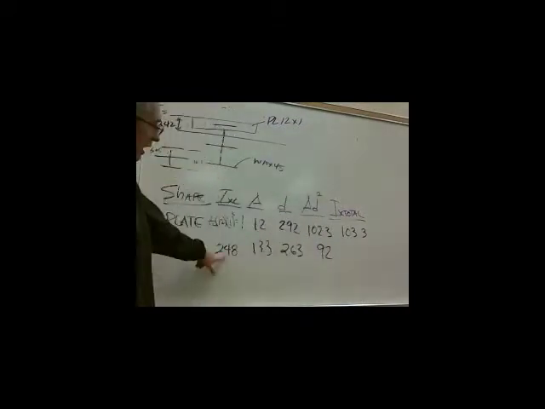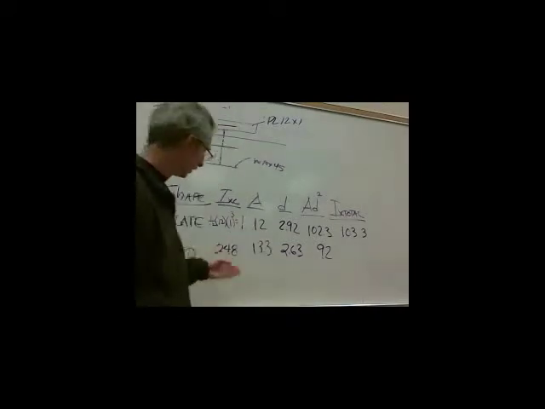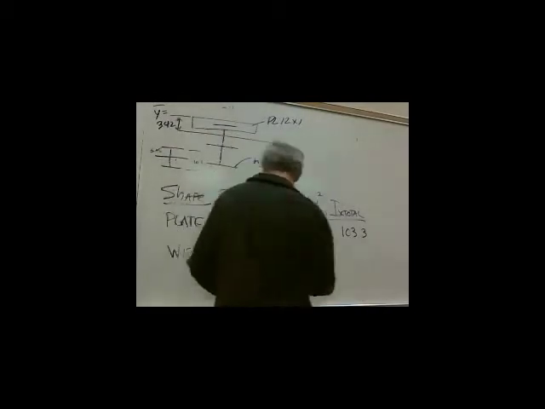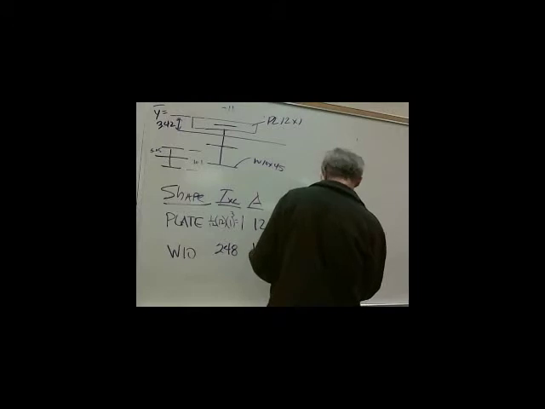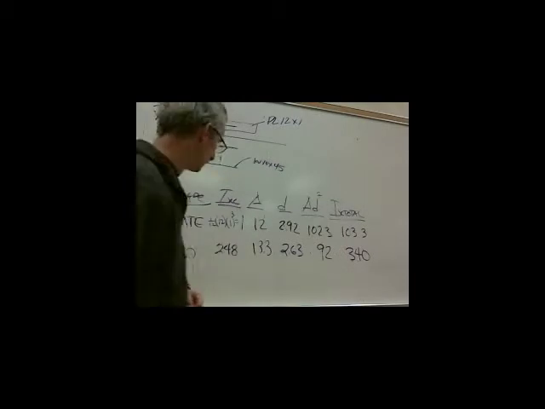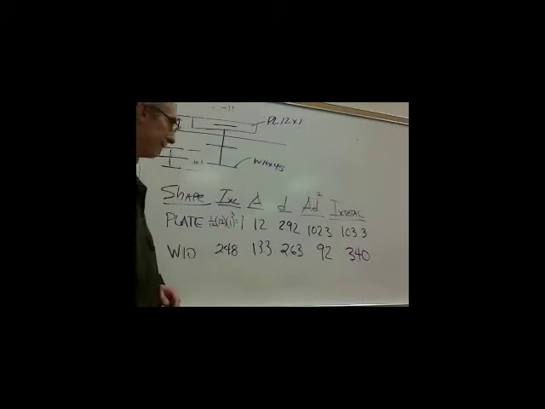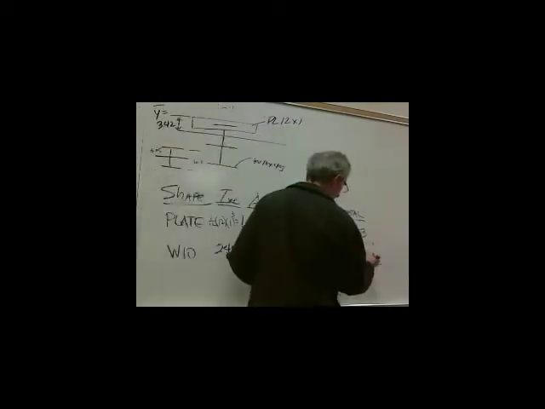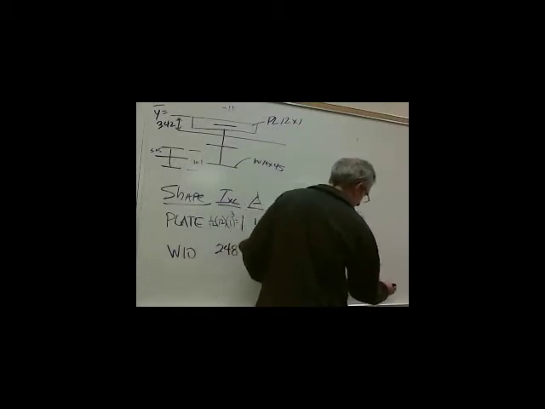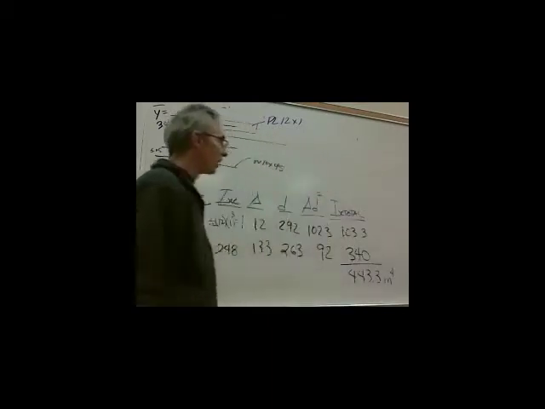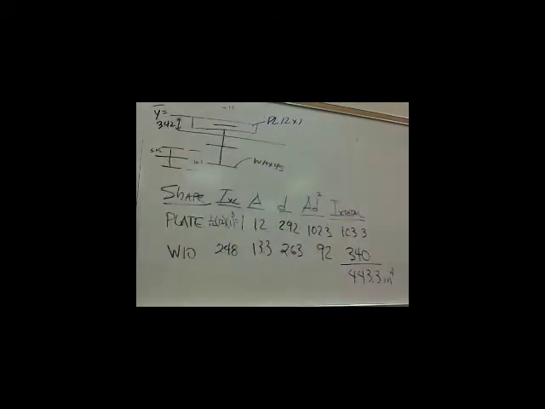Okay? Ix about the centroidal axis, plus Ad squared, 248 plus 92. That gives me 340, right? Okay, and then I just total it up. So my moment of inertia is 443.3 inches to the fourth.